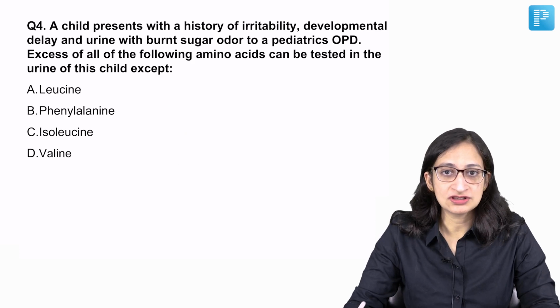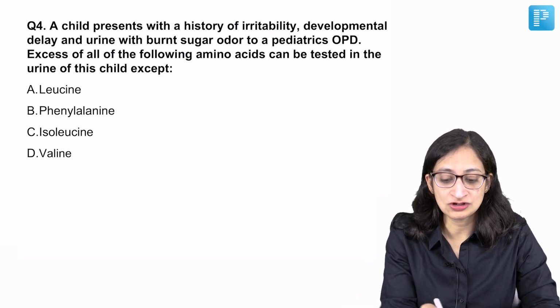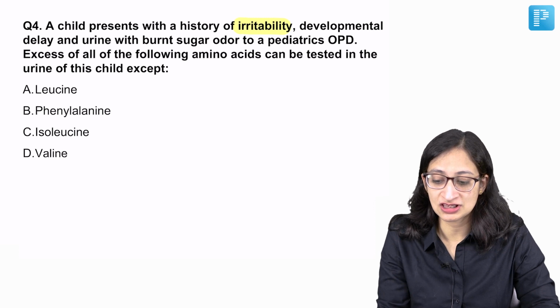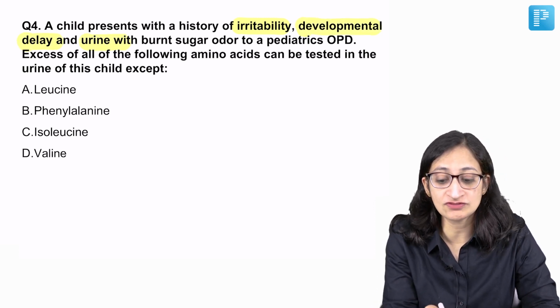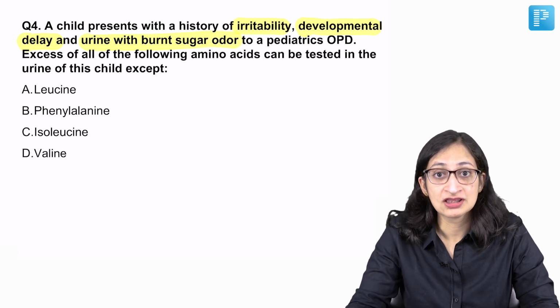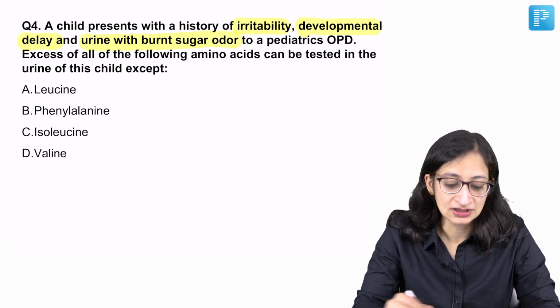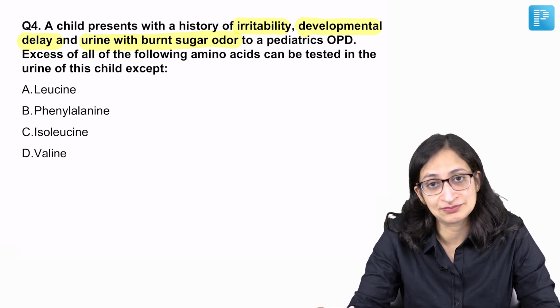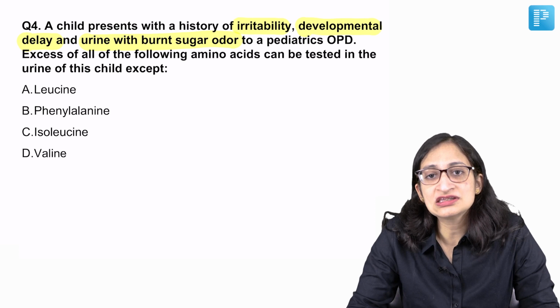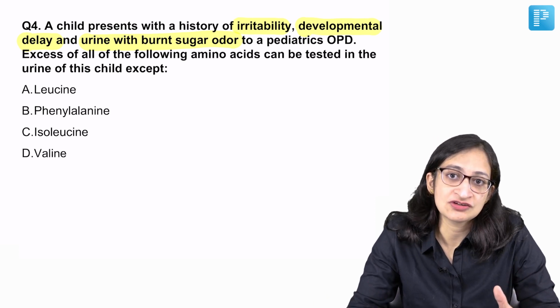So moving on to the next question, what we have here is a child who presents with a history of irritability and developmental delay, and urine with burnt sugar odor has been brought to pediatrics OPD. Excess of all of the following amino acids can be tested in the urine of this child except. Now, what do you think is the disorder that this child is suffering from?